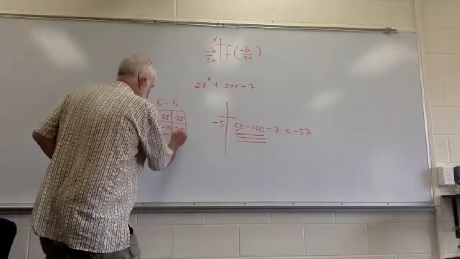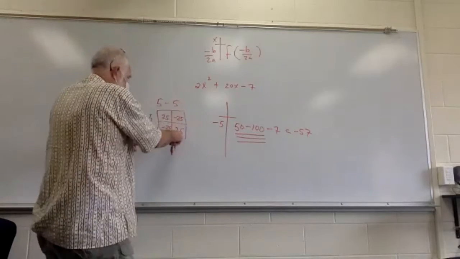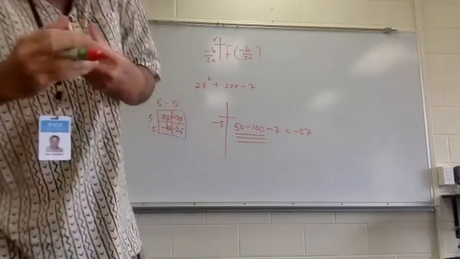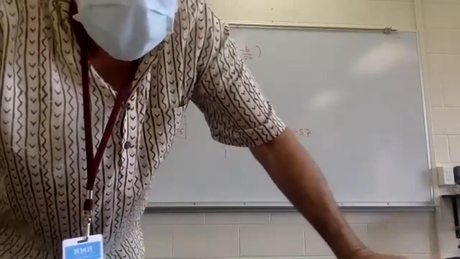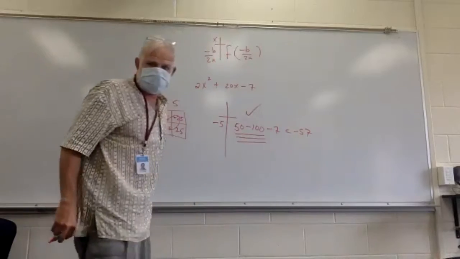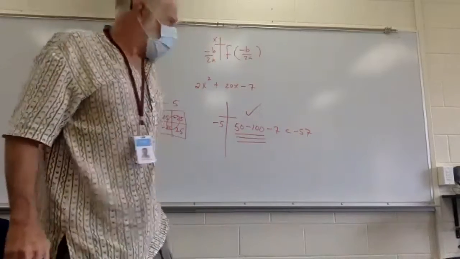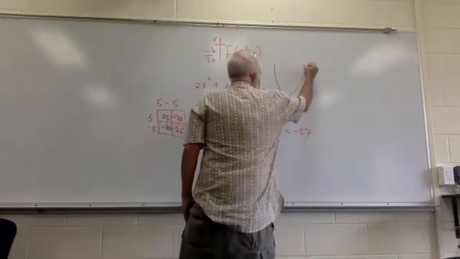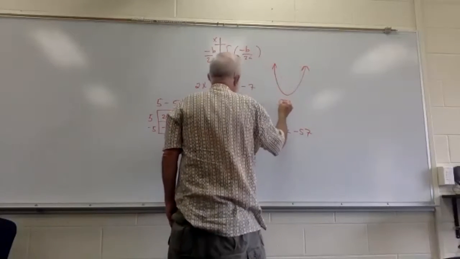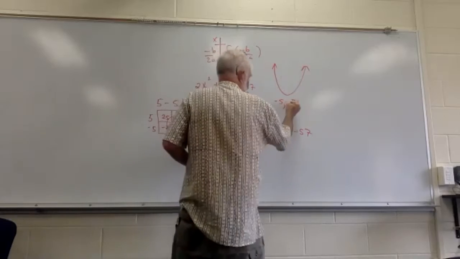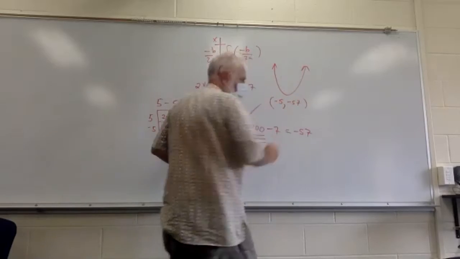That's the only time that happens, right? Because if I put another 25 here, negative 5 times negative 5, that's when I get 0 for an area. That's the most important area, okay? So anytime you see this 2-to-1, you know you're right. Okay. So negative 57. Are you okay with negative 5 is the x, and negative 57 is the y?